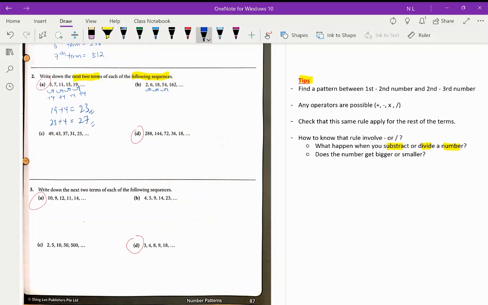let me erase. Normally when you do number patterns, it's good to write using a pencil for the testing rule. Once you have finalized the rule, then you can write in pen. Let's try times 3, because I know that 2 times 3 equals 6. And 6 times what gives you 18? Times 3 also. And 18 times what gives you 54? Times 3 also. So the rule here is times 3. For my next two terms, it will be times 3 as well. So 162 times 3, which is how much?